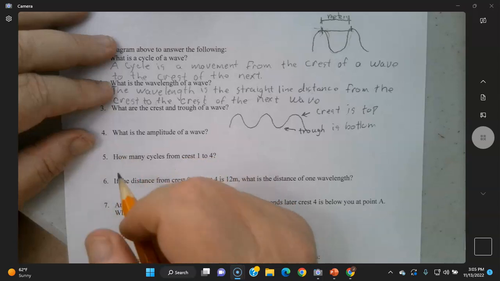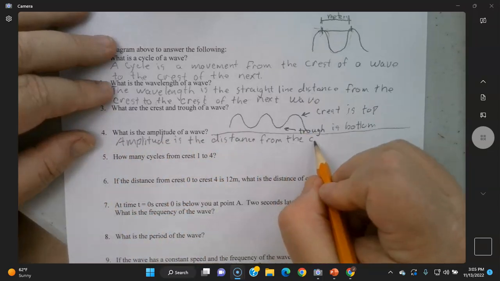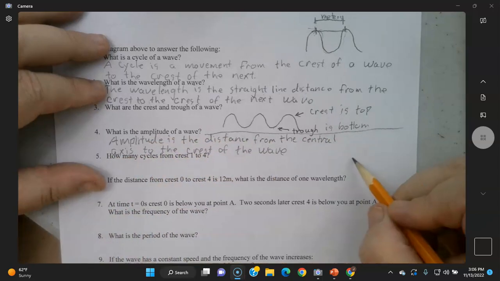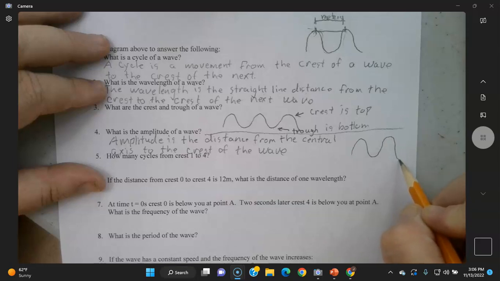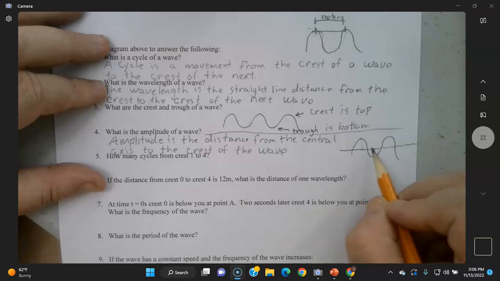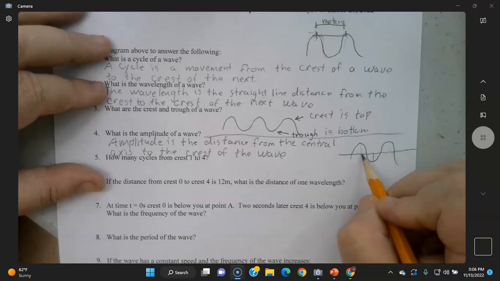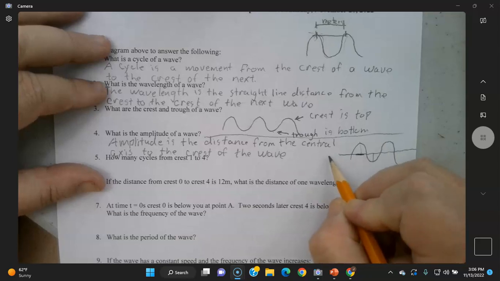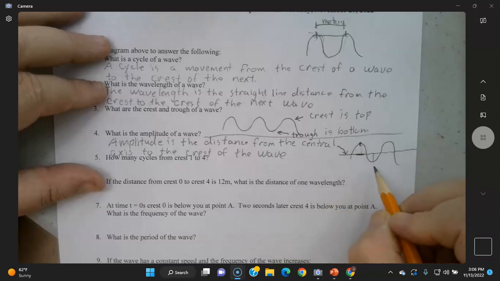Okay, what is the amplitude? Okay, so again, we're going to draw a little diagram here. Okay, and here's the central axis. So the wave is going as much above this axis as it is down below. It may not look like the way I drew it, but it should be. It should be equal distances. So we just think of it as the distance from the central axis, that's this, to the crest of a wave. Whatever that is, that's the amplitude.